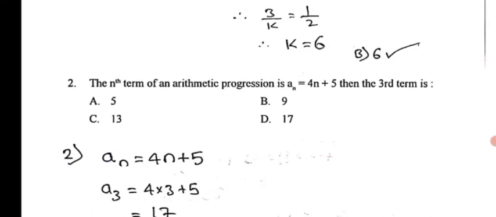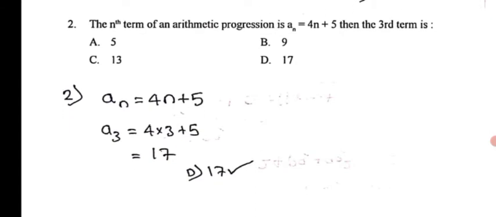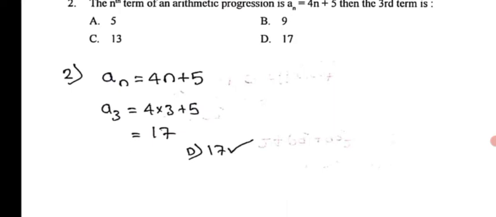Next question. The nth term of an arithmetic progression is an is equal to 4n plus 5. Then the third term is, four options are given: 5, 9, 13 and 17. Here an is equal to 4n plus 5. We need the third term, so in place of n we have to put 3. So 4 into 3 plus 5, which is equal to 17. Option D, 17 is the right answer.